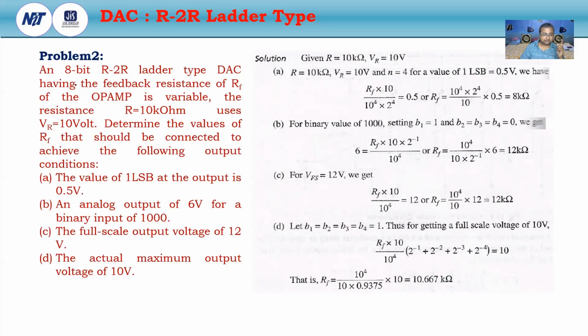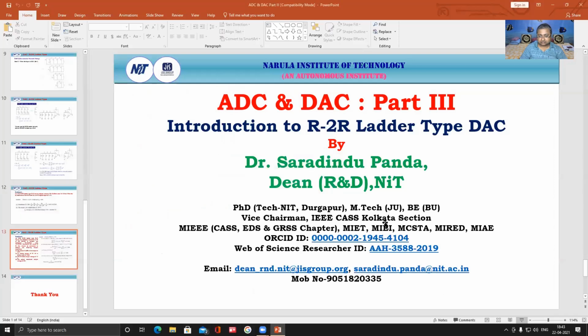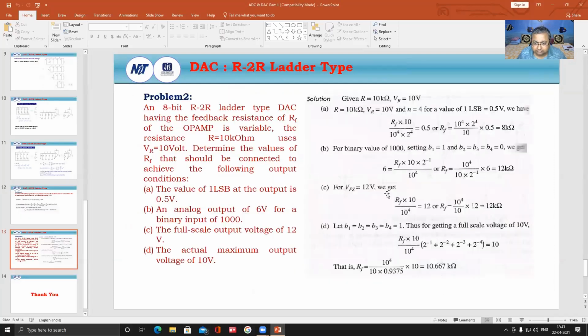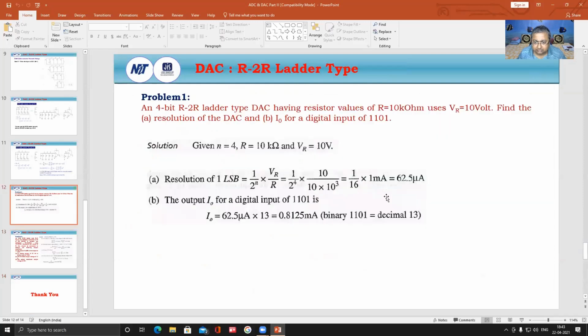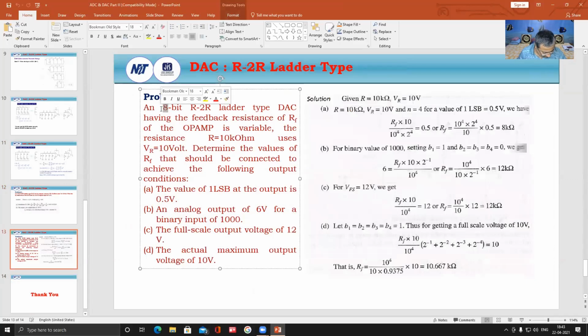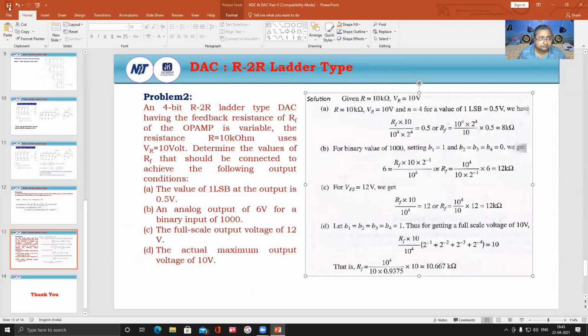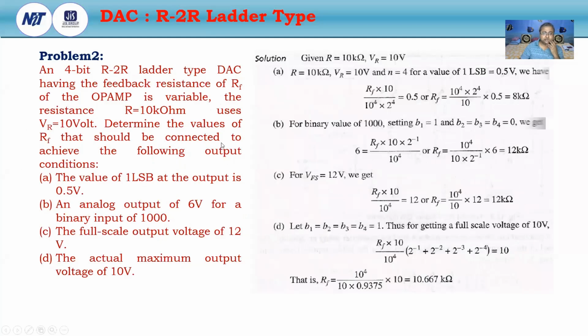Here this is the 4 bit, sorry. This is the 4 bit. So n is equal to 4. The value of 1 LSB is 0.5 volt.